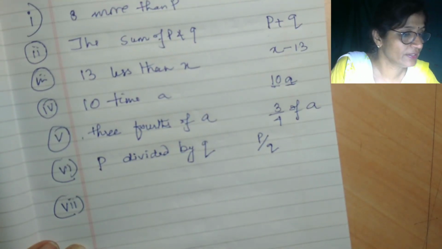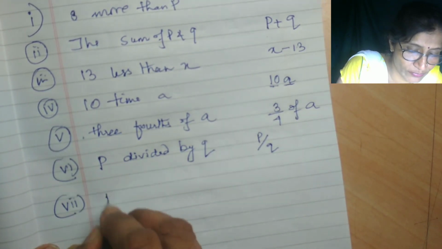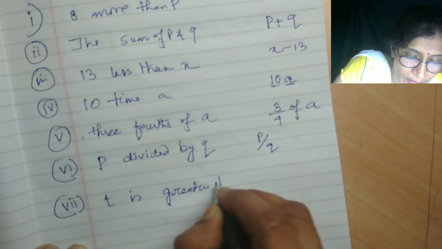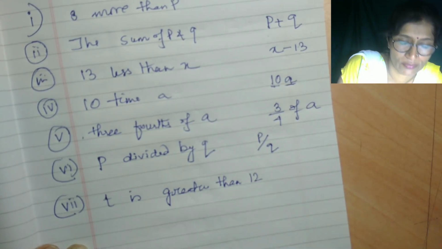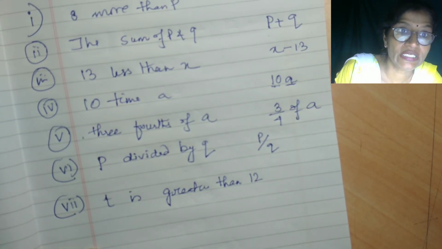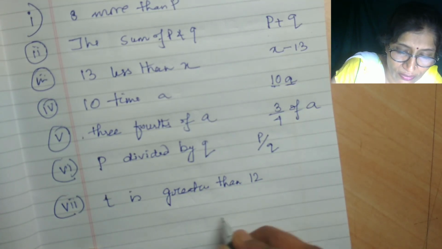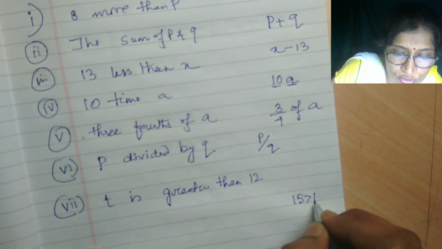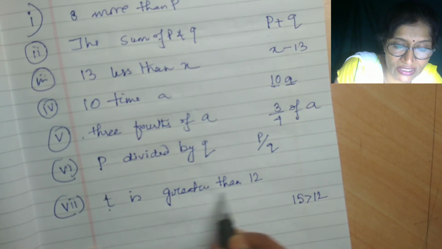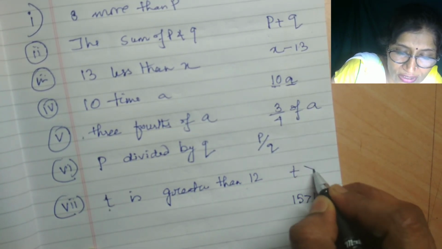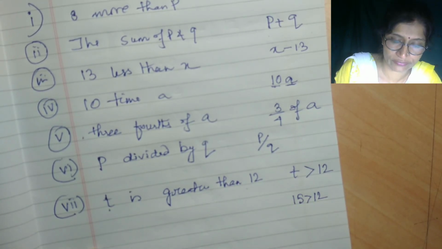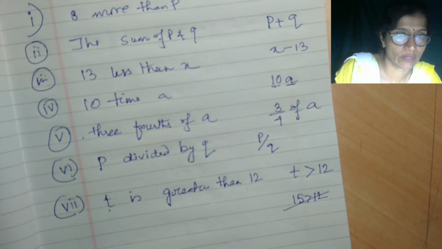Now next is that T is greater than 12. When I say that 15 is greater than 12, how will you write? You will write it in this way: 15 is greater than 12. But here what do I have to write? T is greater than 12. So you have to write it in this way.